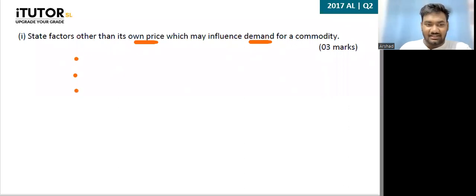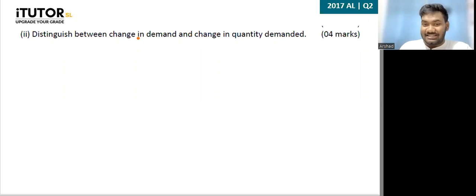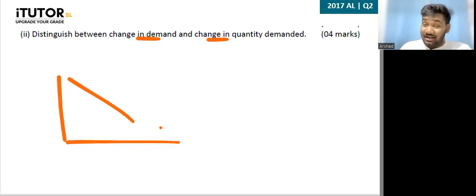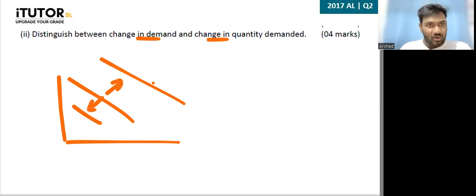3 marks. Distinguish between change in demand and change in quantity demanded. Again, a very simple question. So what is change in demand? Change in demand is where the price is held constant and other factors are changing. That is what you call change in demand. Then there is a shift in the demand curve, either outwards or inwards, right or left. This is called an increase in demand. This is called a decrease in demand.